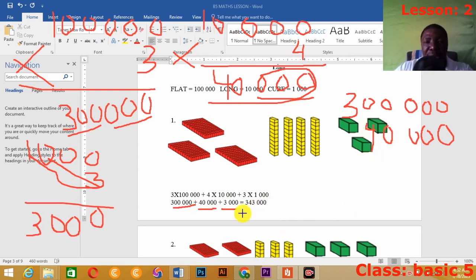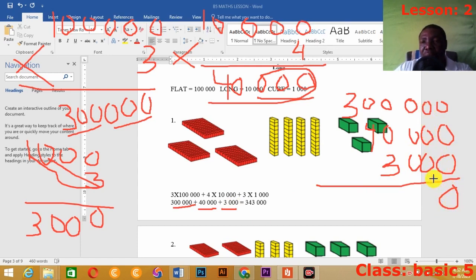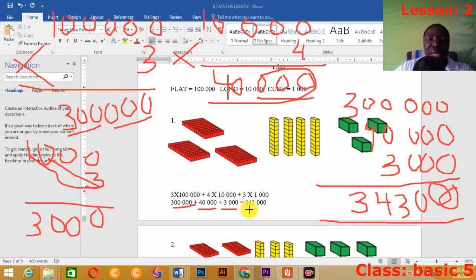Just follow me. Now this 3,000. Let's write the first 3 zeros here. 1, 2, 3. Then the 3 will come under this one. So I finish. You add all. So you have 0, 0 here. All 3 zeros. 0 plus 0, 0 plus 3 will give us what? 3. Okay. 0 plus 4 will give us what? 4. Then 3. Since there's no number to add, you repeat the 3 like that. So that's what it was. 343,000. Simple as that. I hope it's very easy.